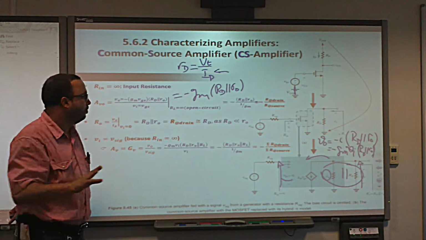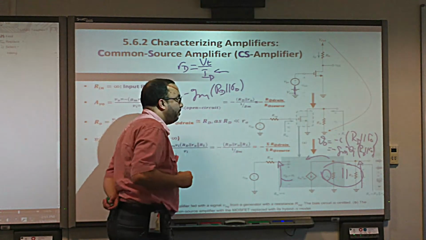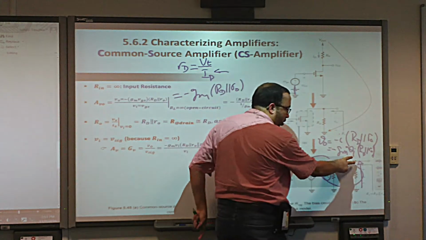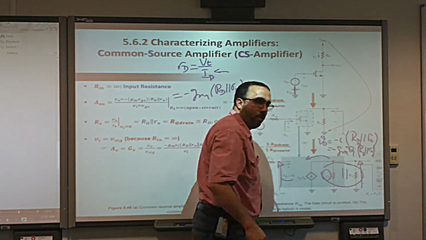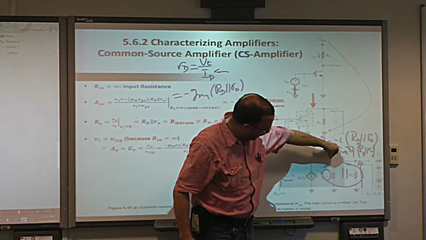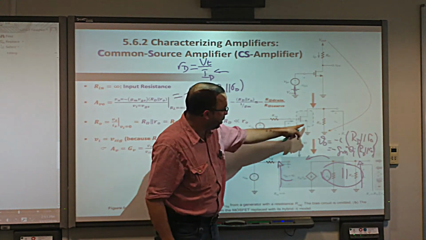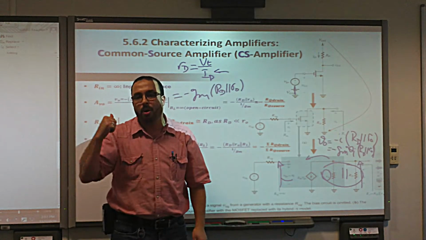But this equation is nice because RD and R naught are actually the total resistance at the drain. Yes or no? Boom. From the drain I have these two in parallel. And then the total resistance at the source, remember, in the T model.